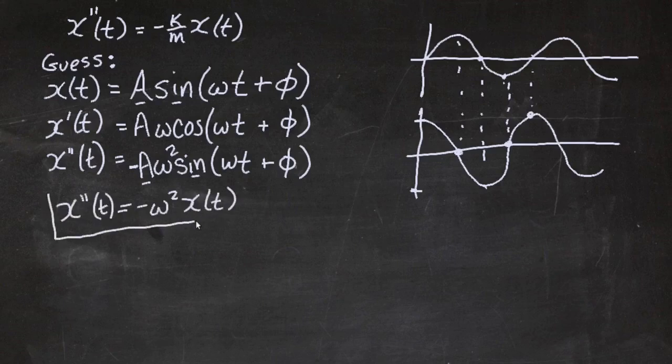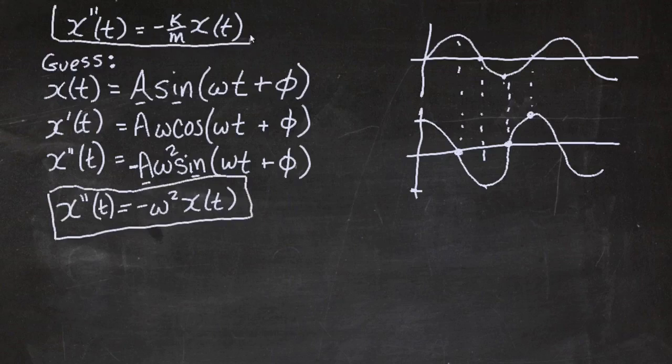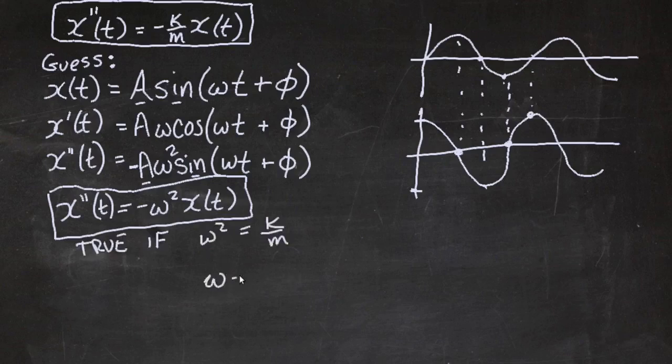Now let's compare. Does this satisfy what we're looking for, which is up here? x prime prime of t is minus k over m times x of t. x prime prime of t is minus omega squared times x of t. So this is true if omega squared equals k over m. So we just found a way to tell what the frequency is. The frequency of this oscillator is going to be the square root of the spring constant divided by the mass.